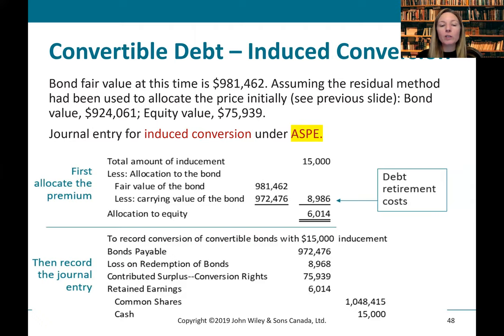And we are going to credit common shares for the $1,048,415. And then we're going to credit cash for the $15,000 for that amount we paid out as the sweetener. So you can see that ASPE is actually more complicated in this instance because it requires that pro rata split of the sweetener between the debt and the equity components.